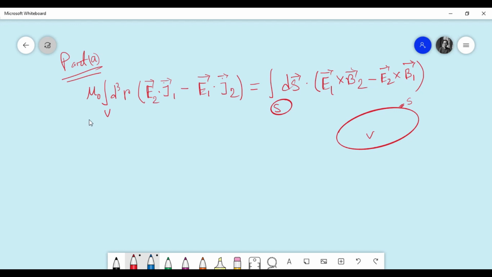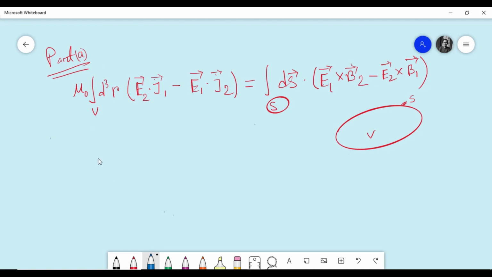Now how to prove this relation? See, there's a surface integral on one side and there's a volume integral on the other side, and the relation that connects a volume and surface integral is the divergence theorem. Sometimes you can connect surface and volume integrals by using the divergence theorem, but it doesn't always work. But let's see if we are lucky here.